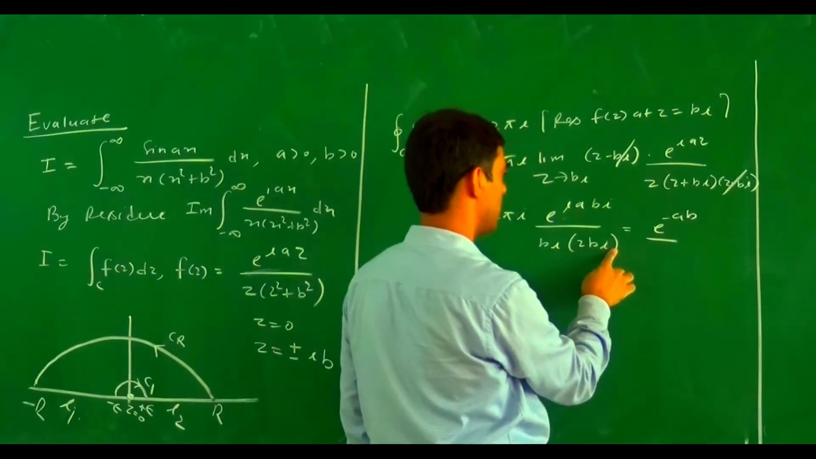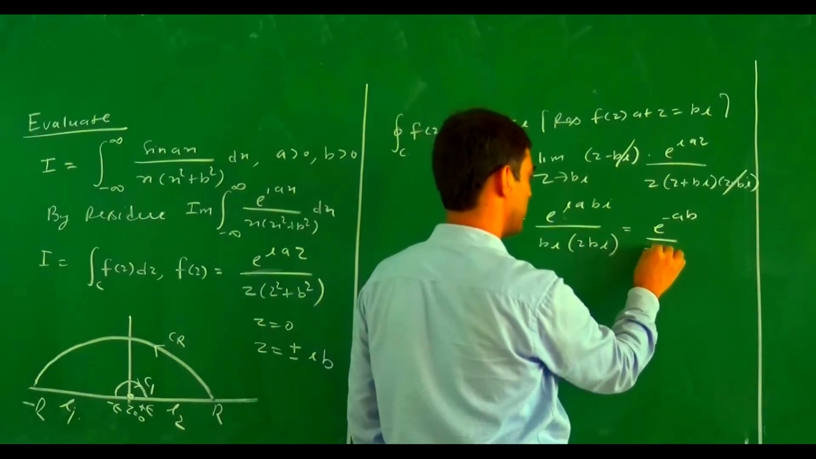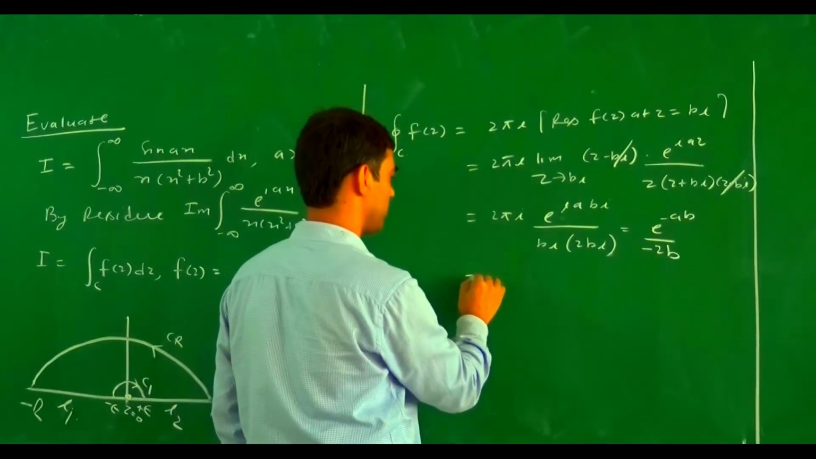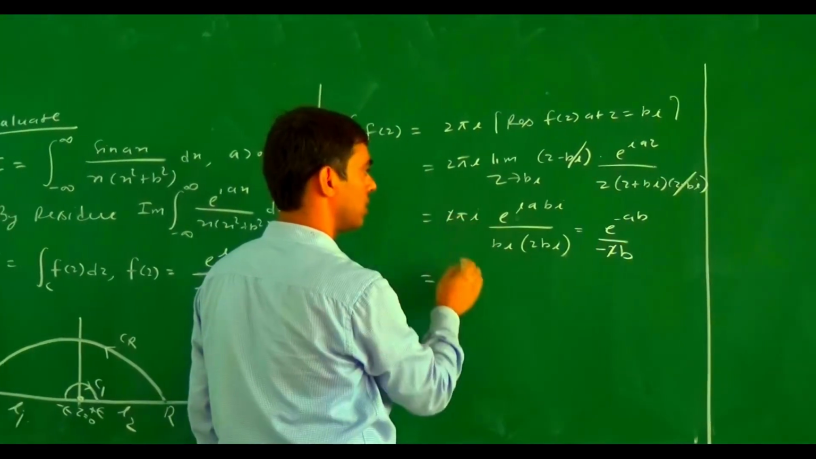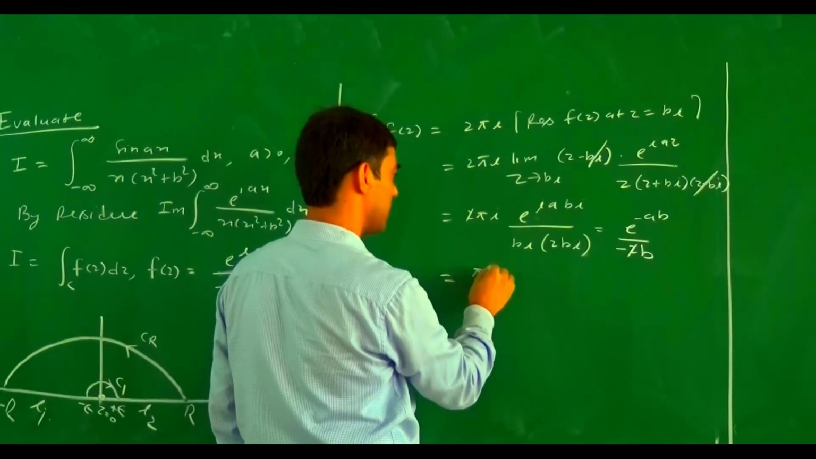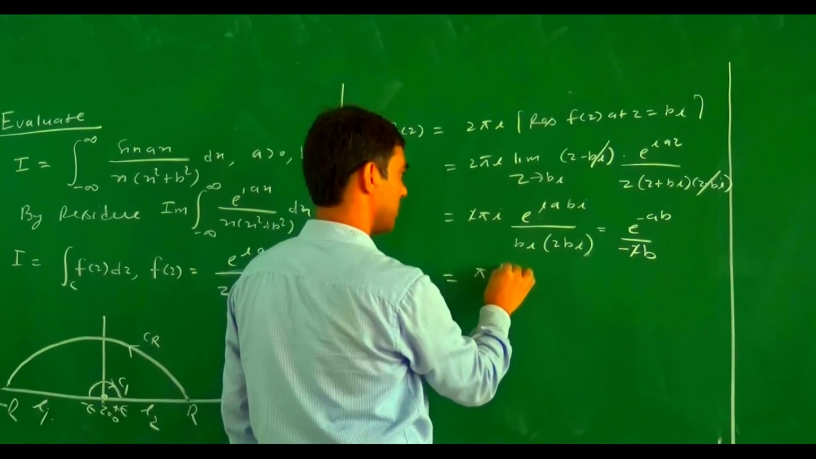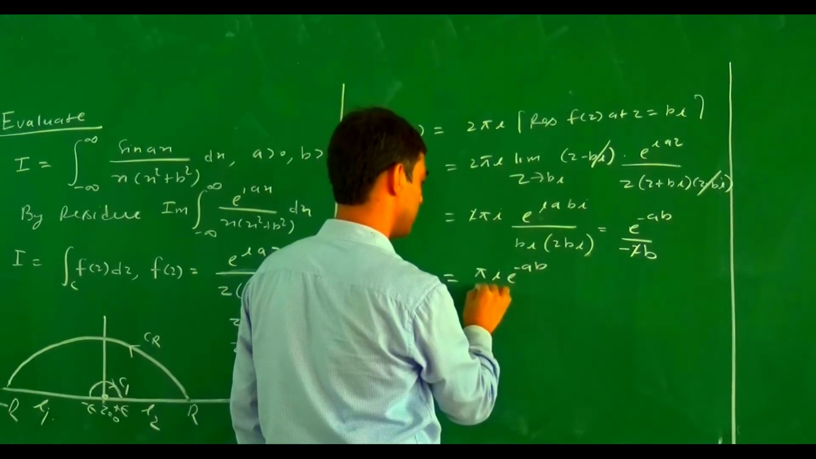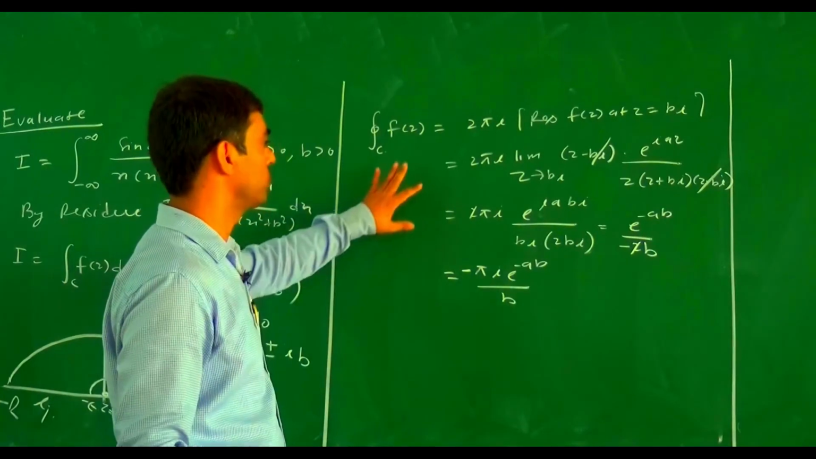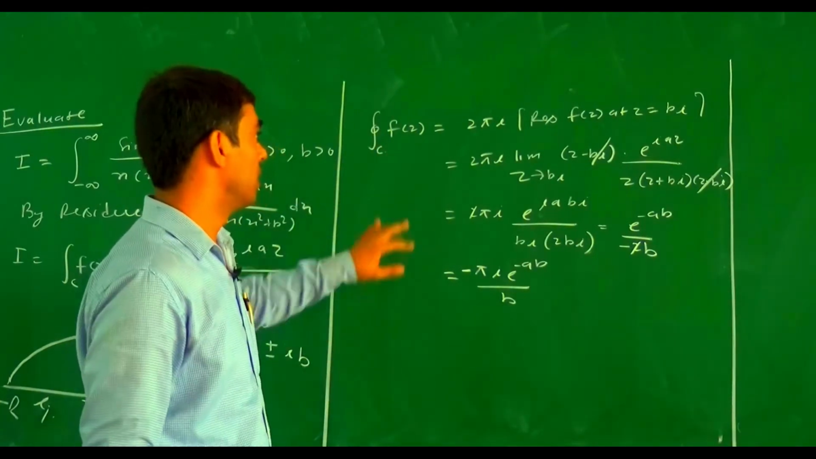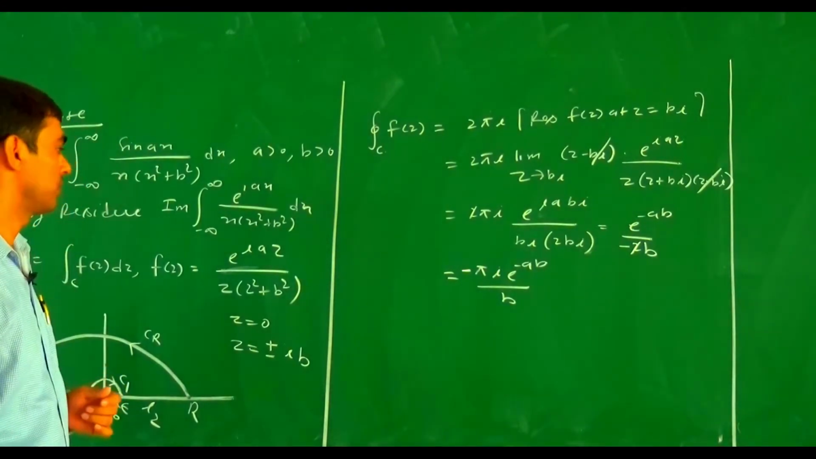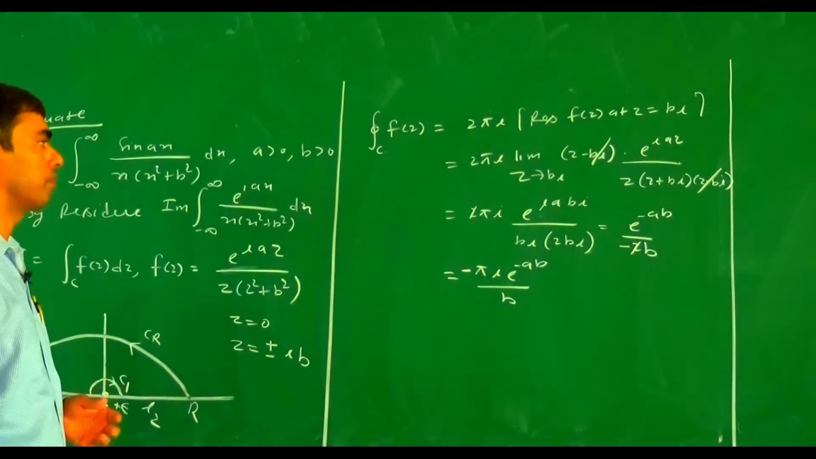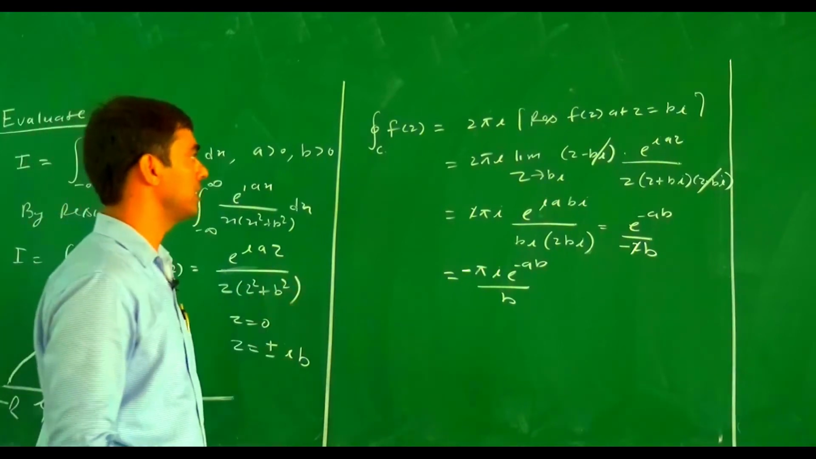i squared becomes minus 1, minus 2, and this becomes 2 pi i. The 2 and 2 cancel out, and this becomes pi i times e to the power minus ab divided by b, which is the residue of f(z) inside this upper half plane. Now what is the value of the integral over C?